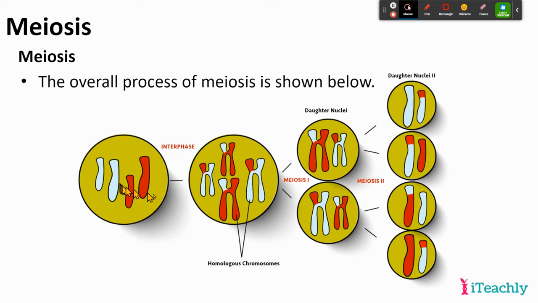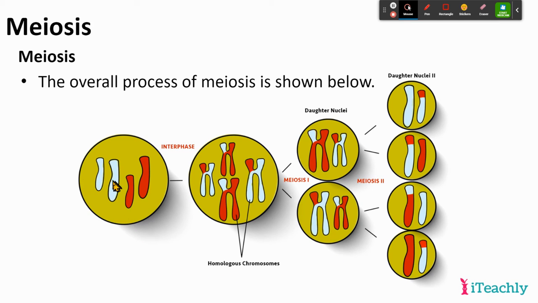And here is where these tetrads are going to come together, and then you're going to have 2 daughter nuclei. Then you're going to go through meiosis 2, and you're going to get 4 haploid gametes right here. So this has half as many as this, right? So this cell has half as many as this cell. And you can see also that they are different, right?